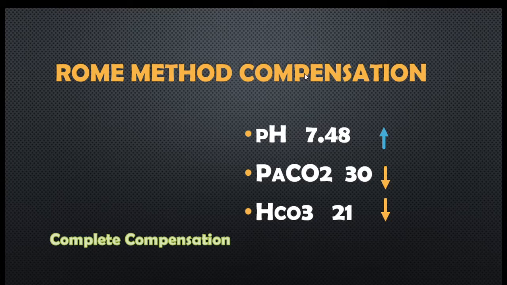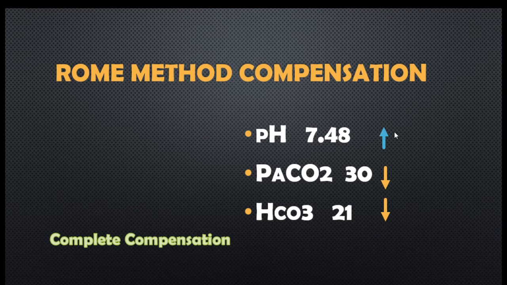But when we try to analyze this one using the Rome method, so look at the pH value, alkalosis, and the arrow is increasing, and then bicarbonate is decreasing also. So we can analyze this one as respiratory alkalosis. Next question, is there compensation? Yes, there is compensation because the arrow of PaCO2 and the HCO3 are the same, so going down. So it means there is a compensation.